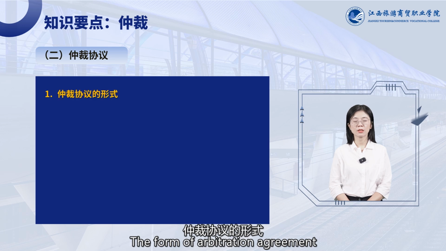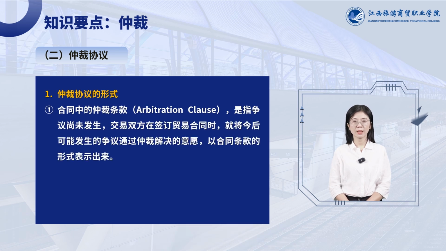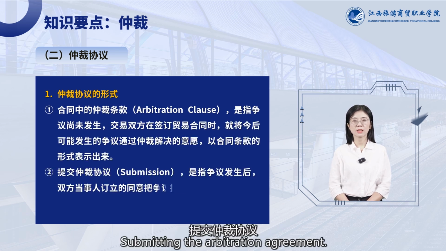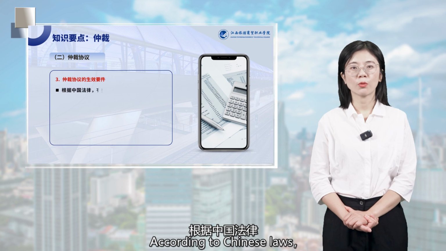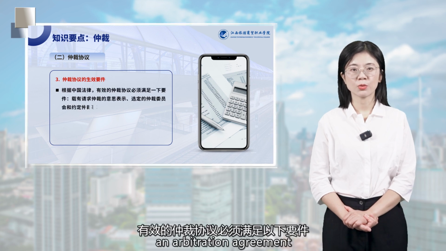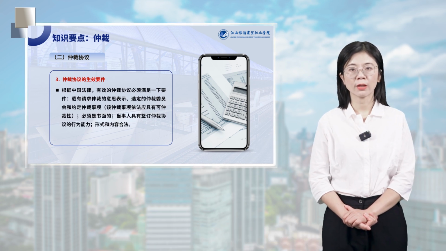The form of arbitration agreements: signing arbitration clauses in contracts, or submitting the arbitration agreement. Condition precedent to performance. According to Chinese laws, an arbitration agreement must meet the following requirements.